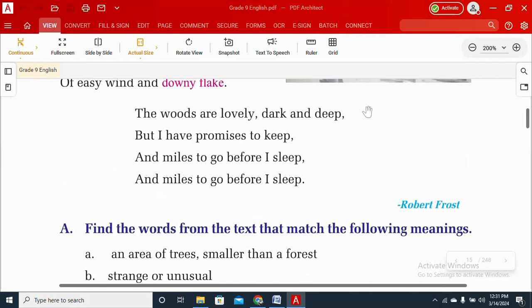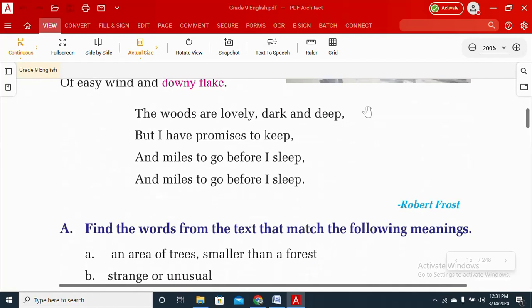The woods are lovely, dark and deep, but I have promises to keep, and miles to go before I sleep, and miles to go before I sleep. In this last stanza, the speaker describes the woods as beautiful, dark, and deep. He is being attracted by the beauty of the place and wishes to stay longer there. However, he has other responsibilities to fulfill.